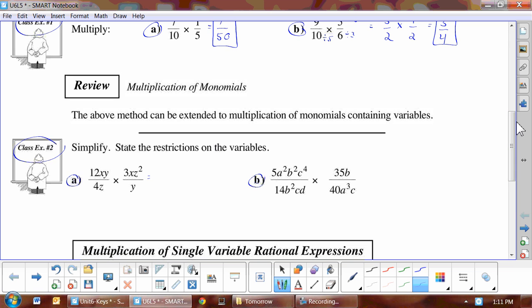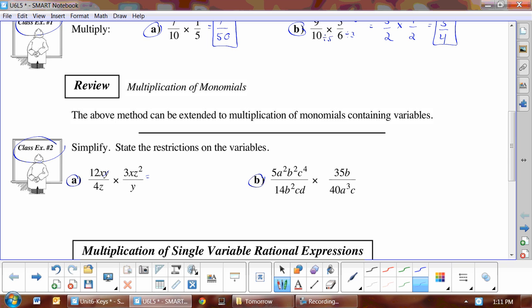The next thing we have to look for is common factors. So how about Ashley? Can you tell us one of the common factors in A?